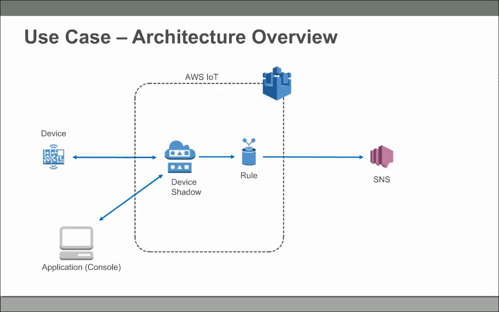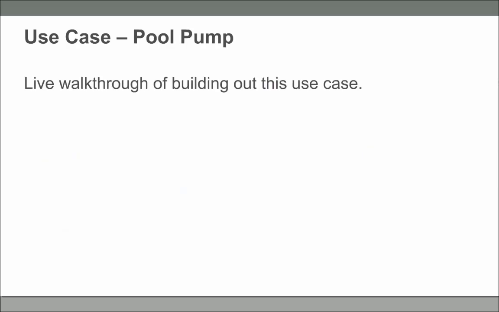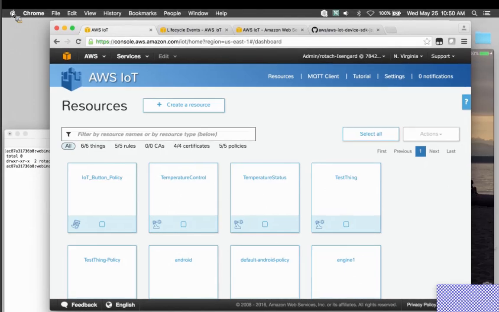And what we're going to do is tie a rule to that and look for that. And if that happens, when that sync happens and the pump comes on, then we're going to push a message into SNS, and we can get a push notification or an SMS message that tells you, yes, that sync happened. So let's switch over to the screen share, and we'll walk through building this out.